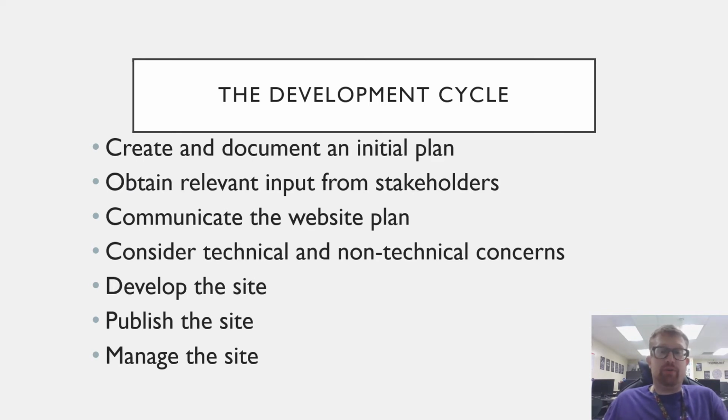Next, you're going to obtain relevant input from stakeholders. You'll talk with the stakeholders, people who are going to be part of your team, people who are part of the company, people who might actually be using your website. You're going to get as much information and data as you can about the people who will be actively using your website. Next, you're going to communicate the website plan. You're going to talk about how you're going to tell your stakeholders what the plan is, how it's going to go, things of that nature. This is going to be first, second, third, so on and so forth.